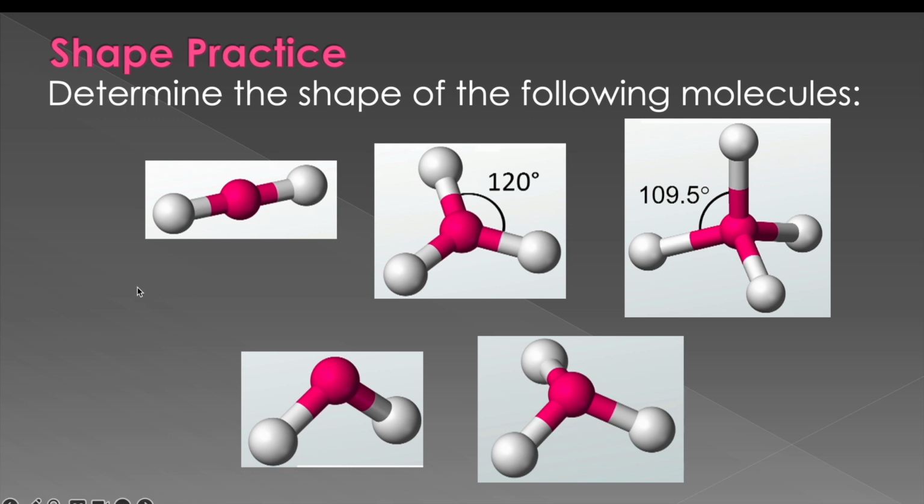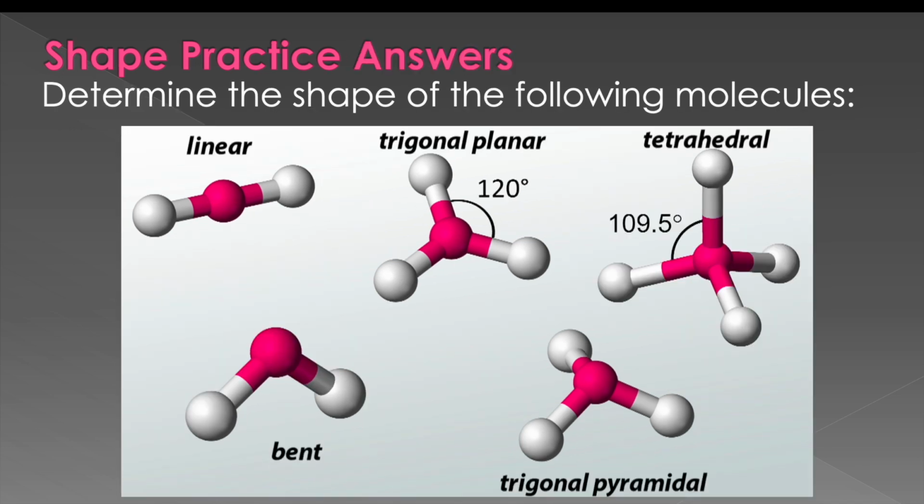So take a look at this, pause the video, and determine the shapes of the following molecules. How did you do? Were you right? This first one is linear. This is trigonal planar. There are three things, no lone pairs. This is our tetrahedron. This is going to be in a lot of places that have to do with carbon chemistry. This is pyramid or trigonal pyramidal. And this is bent. And we don't actually know if this is bent at 120 or 109. Doesn't really matter, I guess, at this point.